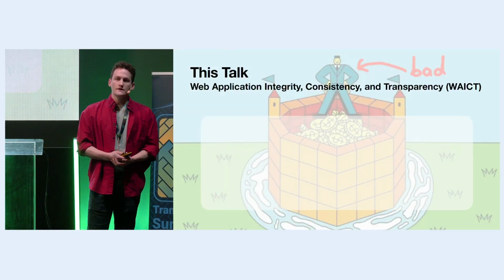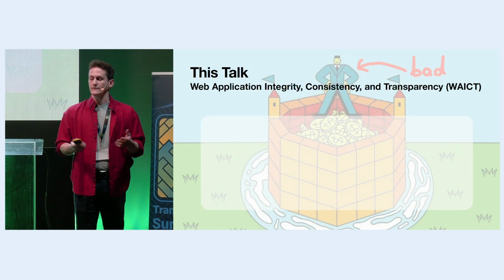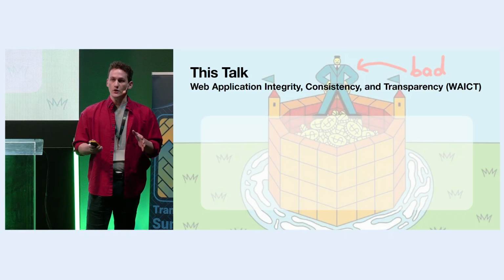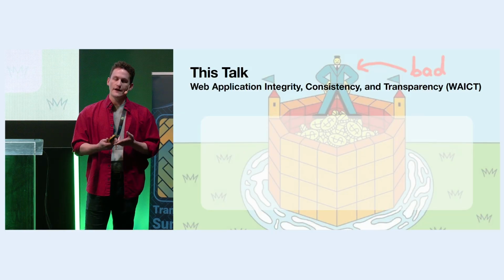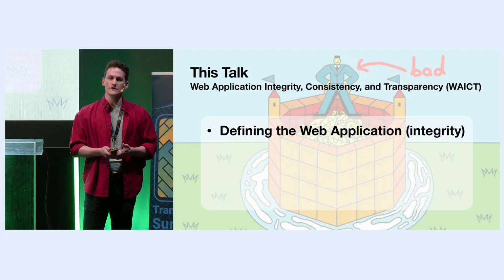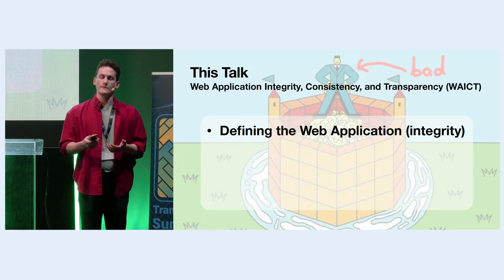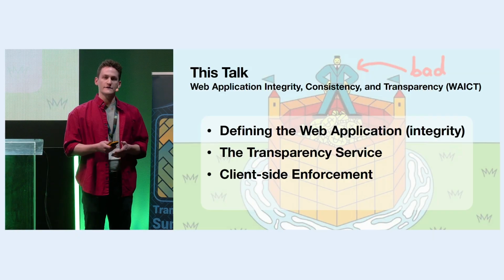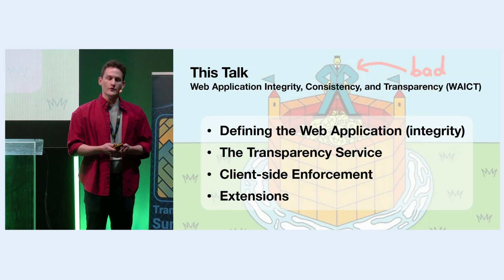So in this talk, we will talk about a constellation of specifications known as Web Application Integrity, Consistency, and Transparency, or WAICT. This is very early work, and it's work between browser vendors, cloud service providers, and encrypted communication providers. We'll split this talk into 4 parts. So first, we'll talk about the web application itself, defining what we mean by integrity. Then we'll talk about the transparency service. We'll talk about how this looks on the client. And finally, protocol extensions.